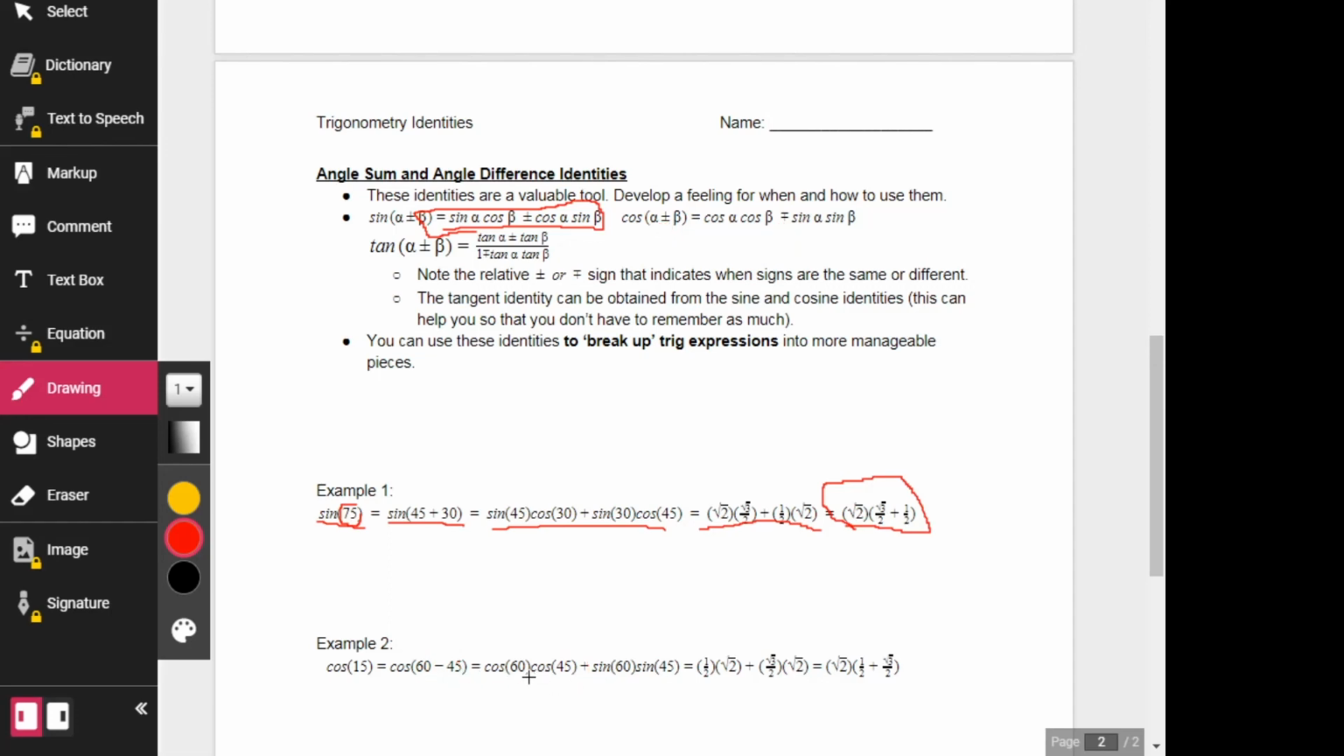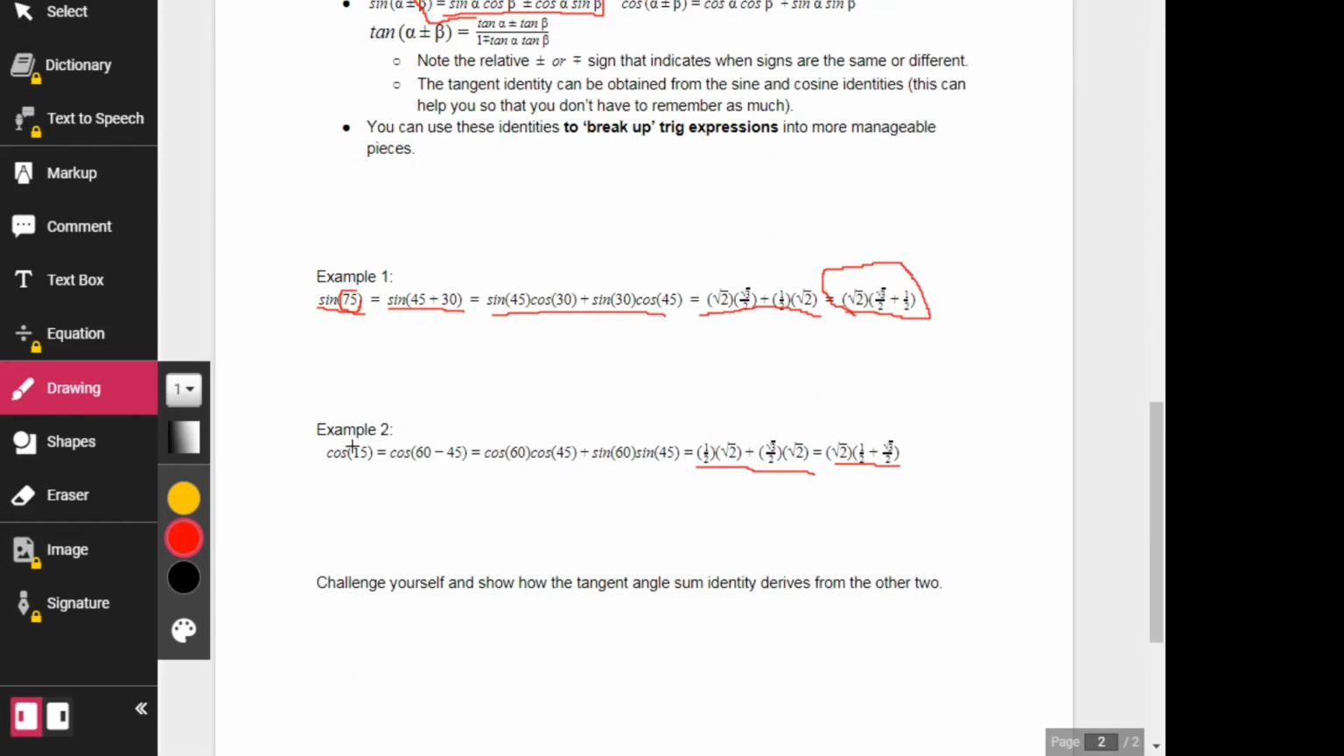So we can replace that, and then using our special right triangles, we can re-express these. We can evaluate them, and we can leave it like this. We can factor out the root 2. It's up to you. But these possibilities, you have to be aware of them, and you have to be able to do them when it's useful for you to do them.